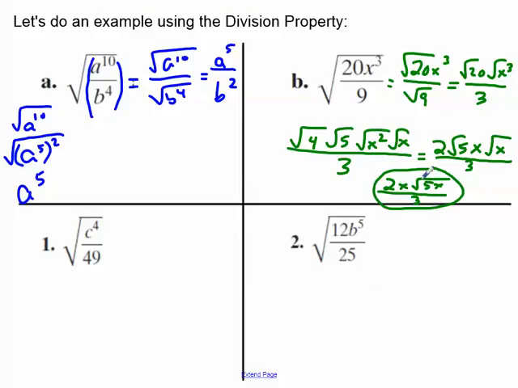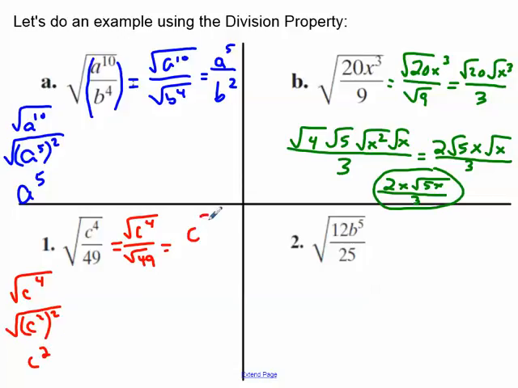Alright, a couple more examples, I suppose. A and 1 are going to be similar, B and 2 are going to be similar. So let's take a look at A and 1. Can we simplify our fraction inside the house? No. Alright, well, let's separate and conquer. C to the 4th power over square root 49. If we're taking the square root, we can rewrite c to the 4th as c squared squared. Square root of a perfect square means the base comes outside the house, as c squared. Square root of 49, 7. Done.